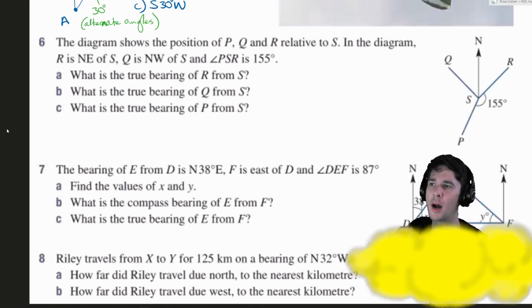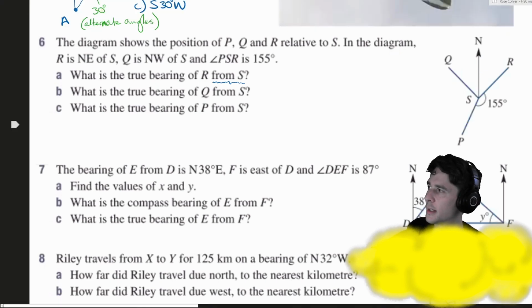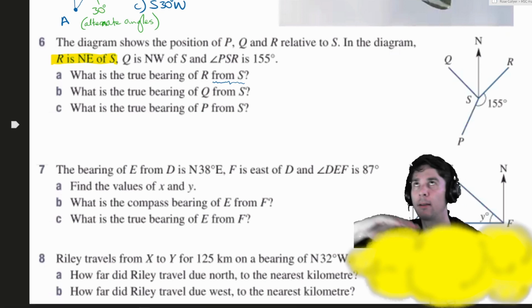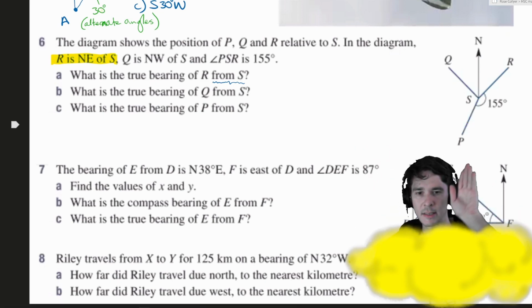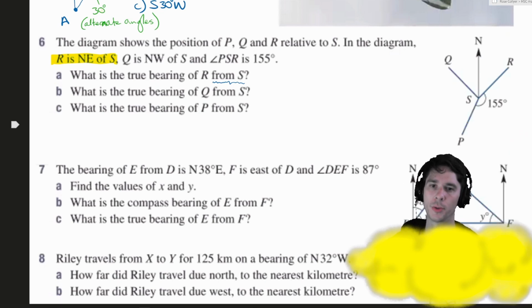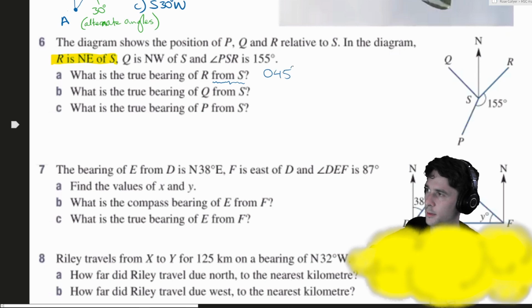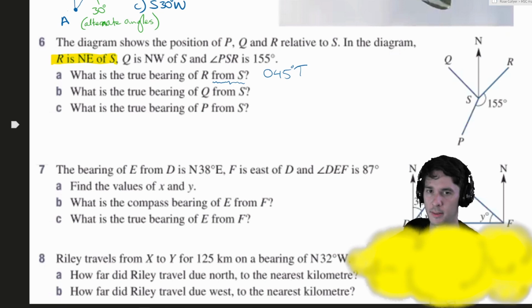What is the true bearing of R from S? The 155 is not what we need. It's not necessarily clear what we need unless we read the question again very carefully. And this is a part of the question that is going to help us here. When it says R is northeast of S, it's not just saying vaguely northeast. It's saying it's the specific direction that we call northeast. Yeah, absolutely. 045 degrees true. Okay, what is the true bearing of Q from S? Good.